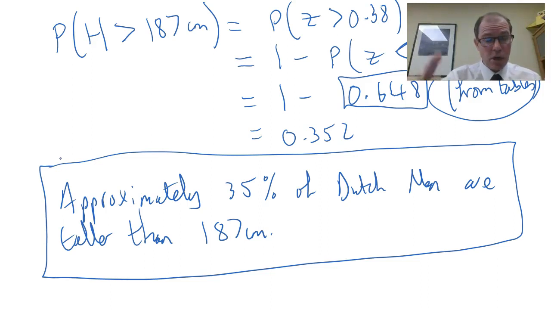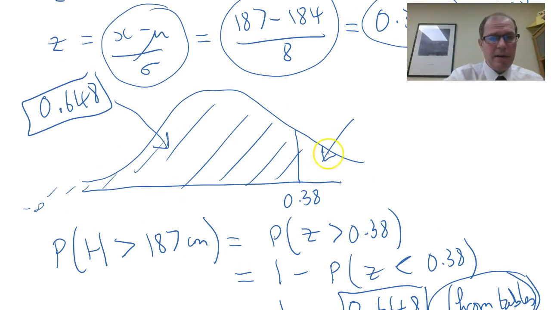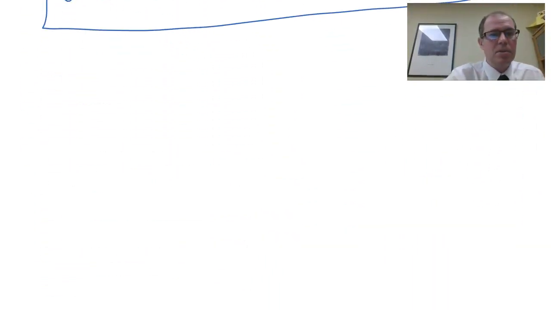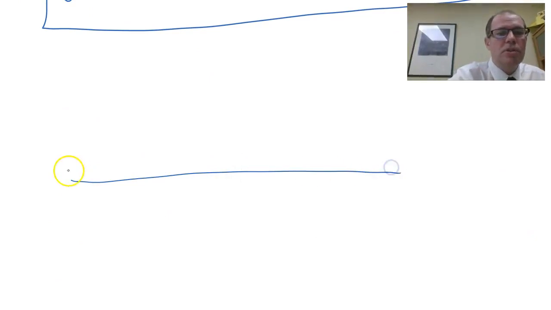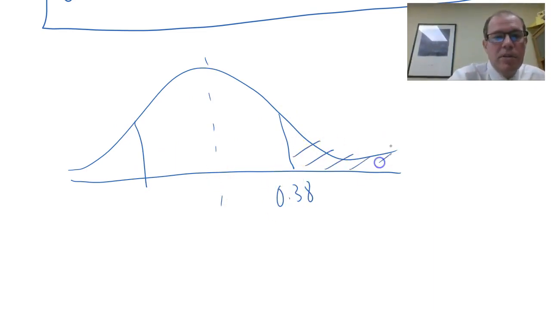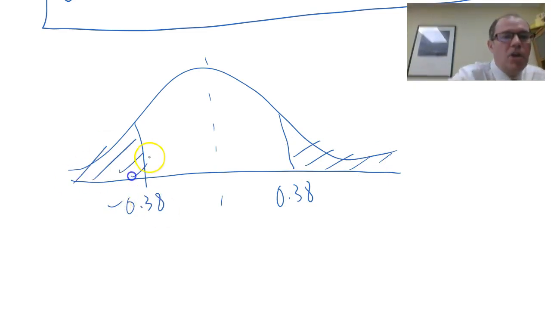I'd now like to show you another way of doing this. So here we wanted to find the area above 0.38, and I used the fact that that's 1 minus the area we don't want. Here's maybe a slightly easier way if you're using tables. So we know that the normal distribution is actually symmetrical. So here's my mean, and I want to find the area above 0.38, and that has to be identical to the area below a z-score of minus 0.38.